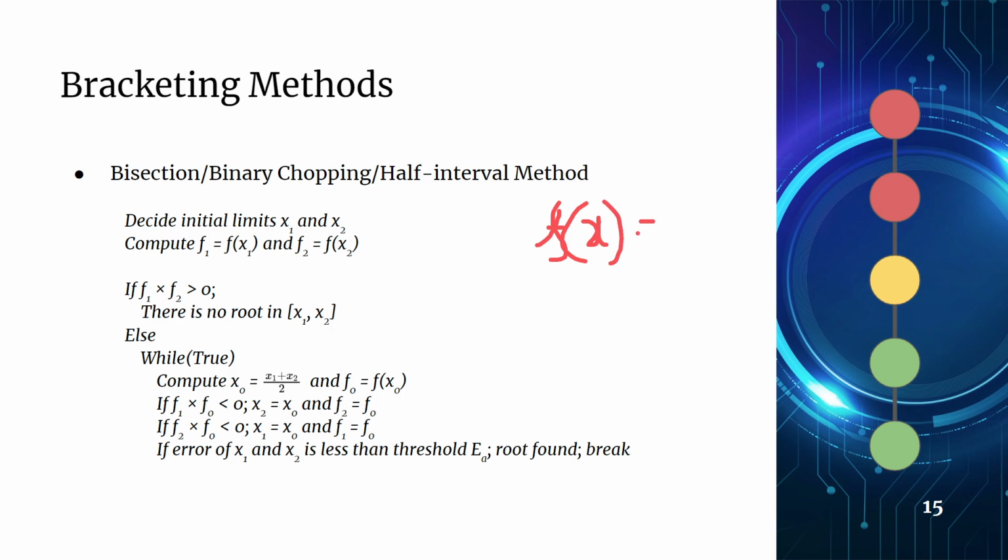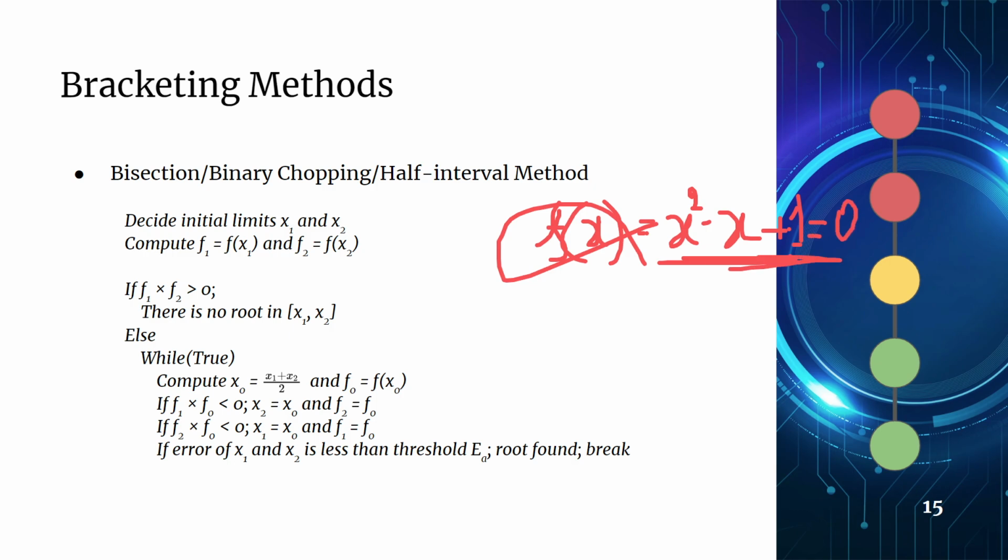If I want to recap a little bit, we will provide an equation like x square minus x plus 1 equals 0. It will be provided in the question. This equation is provided. Find the root of this equation. Based on some initial guess, you have to start working.